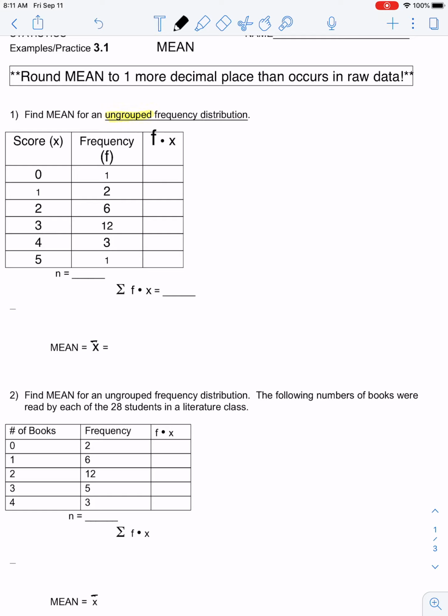Okay, so what do I mean by ungrouped? Well, we had a set of data, or scores in this case. So I'm looking here at scores, single digit numbers, with frequencies listed right beside them. Essentially, I could actually recreate the data from an ungrouped table. I can see that I have 1 zero, I have 2 1s, I have 6 2s, and I have 12 3s.